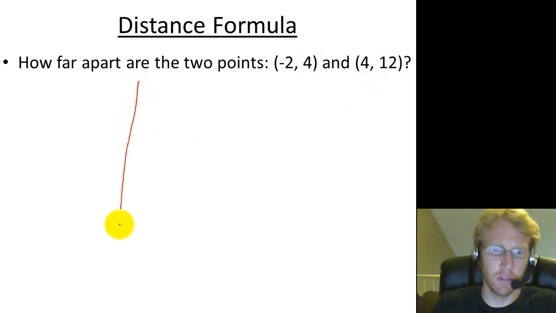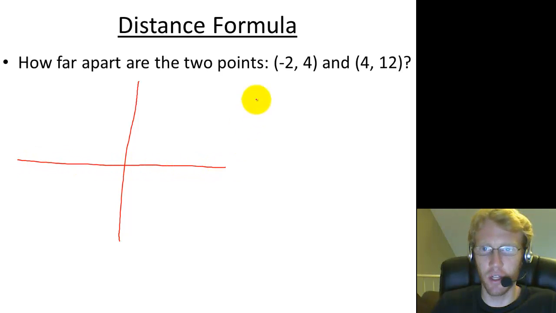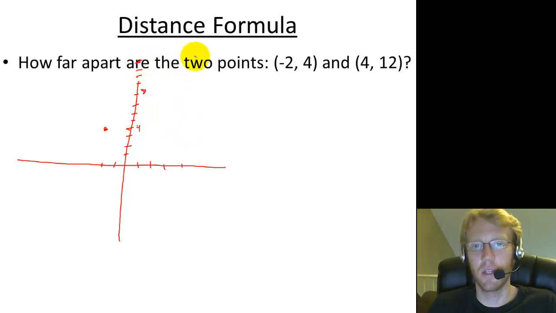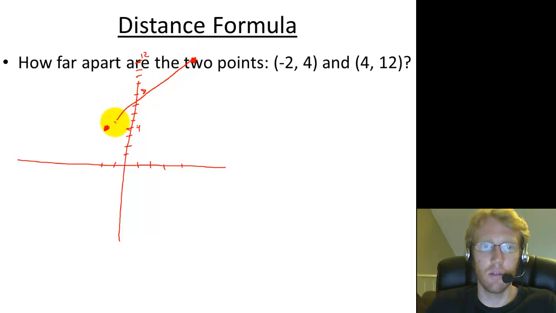First, let's draw a little graph. Not very neat, but it will get the job done. So -2, up 4 is right there, and (4, 12) is over 1, 2, 3, 4, and up. Well, if that's 4, then I'm going to go 5, 6, 7, 8, 9, 10, 11, 12. Uh-oh, it's way up here, right? So the other point, sorry, I'm going too high here. Here and here. So the task is to figure out how far apart these 2 points are.